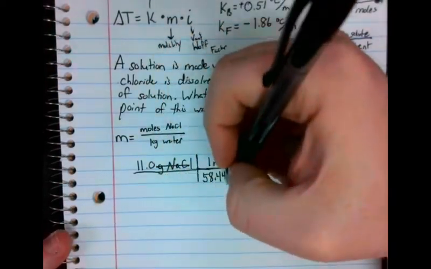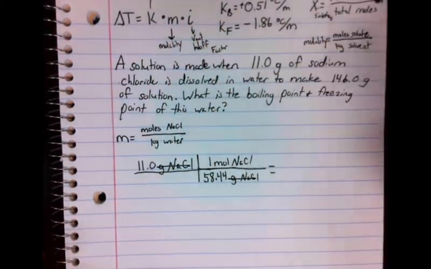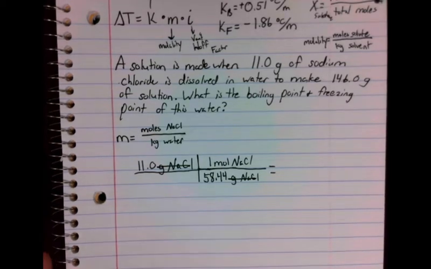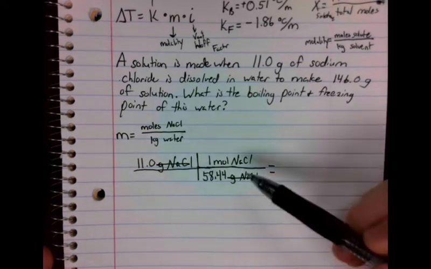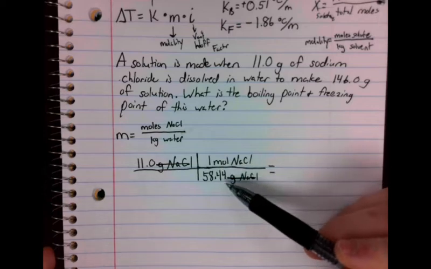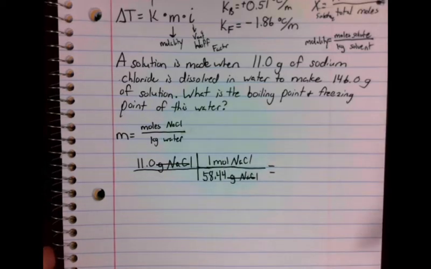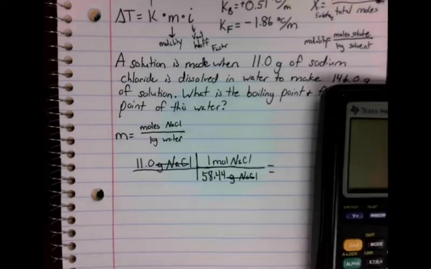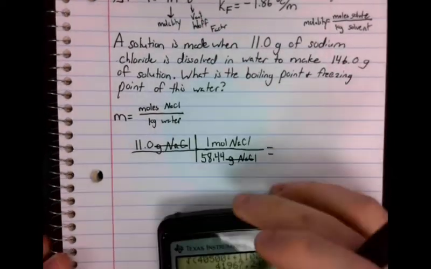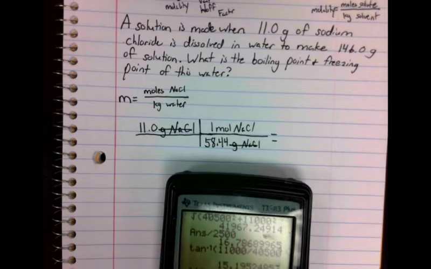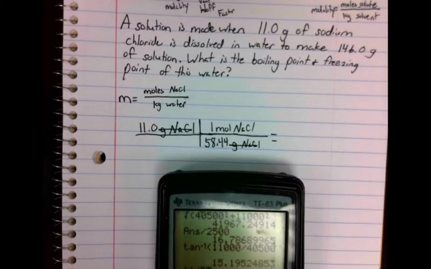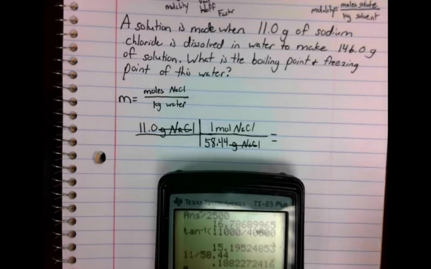Our grams of NaCl will cancel. We'll be left with moles of NaCl, which is what we want. Remember, you've got to divide by that number because we want it to be grams over moles normally. We have to flip it to get it to work that way. And then my calculator is right here, so we can plug that in. We'll get 11 over 58.44.